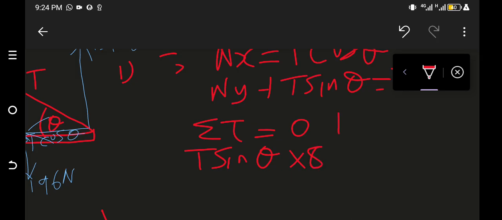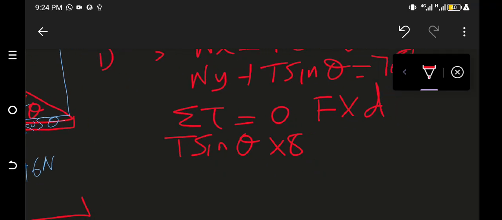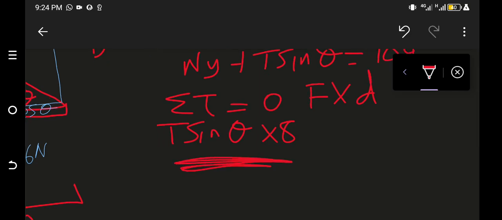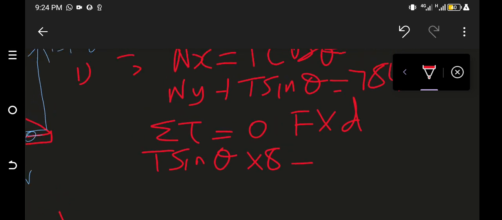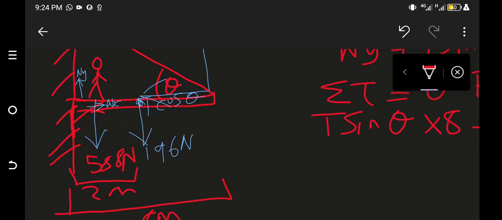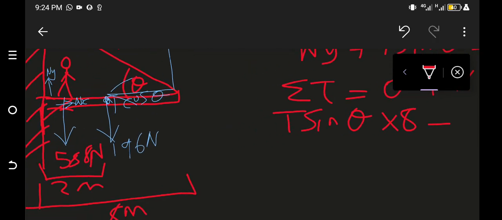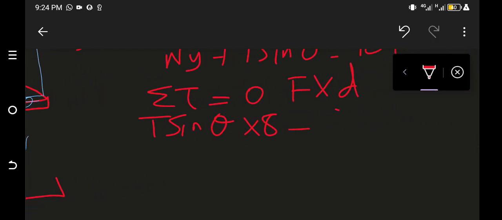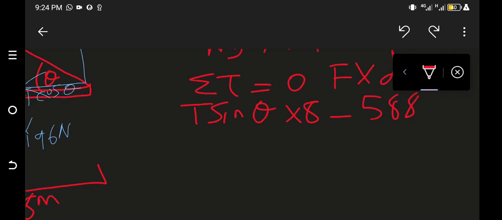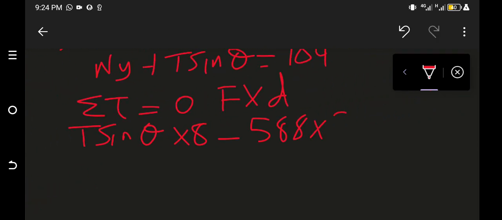The formula for moment is force times distance, right? Yes, force times distance. This is for the anti-clockwise part. So the clockwise is always negative, so minus the downward forces, which are 588, the force of the person, at a distance of 2 meters. So 588 times 2.